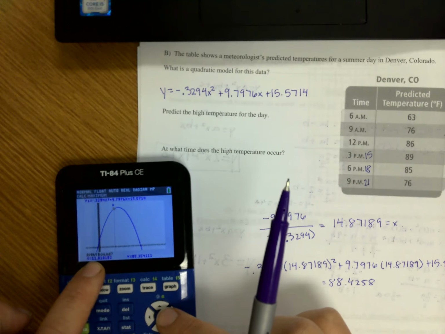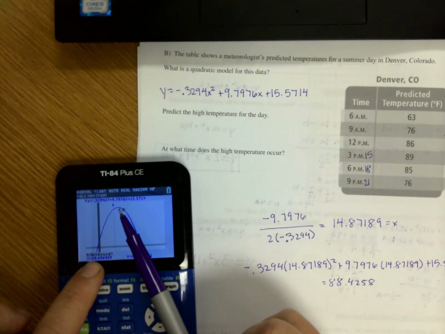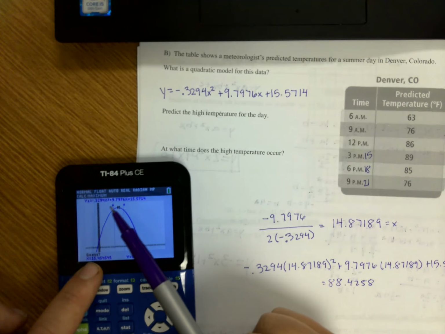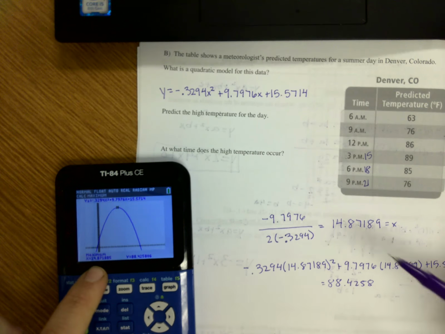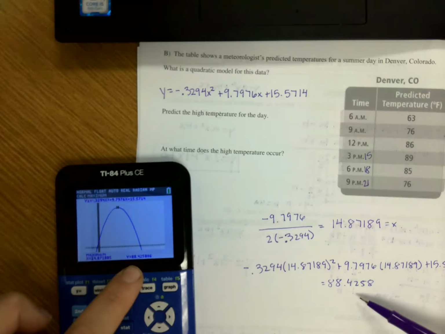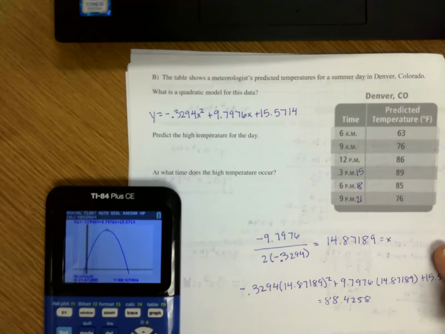Enter. It says right bound. Right-hand side of the point I'm looking for this point. It's on the right. Enter. Guess. So these arrows should be pointing to each other if you're doing this correctly. Enter. Now my guess is 14.871. That looks right. And 88.4258. So this is my vertex. Now I can answer these two questions.